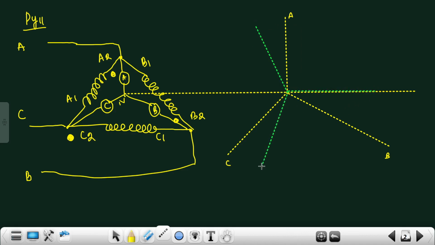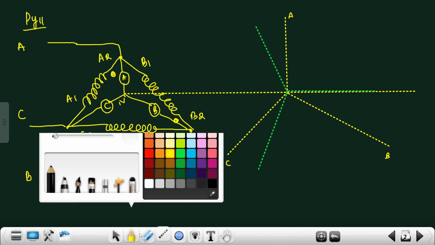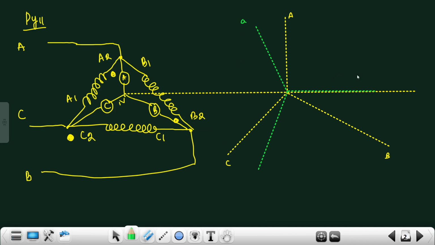respective phases ABC. Okay, but here we observe that this A2 A1 is not coupled to this phase as per our convention. This should be A phase, this should be B phase and this should be C phase, but here we observe that this A2 A1 will be here because this is coupled to this coil. That means this will be A2 A1. Okay, and this C2 C1 is coupled with this phase, so this will be C2 C1, and B2 B1 will couple to this phase.